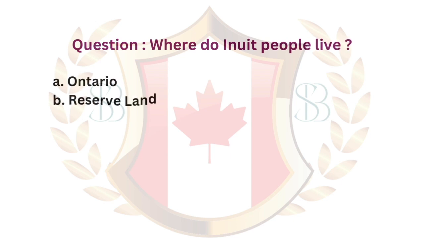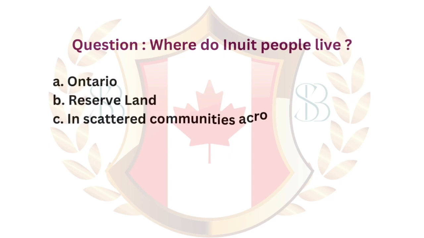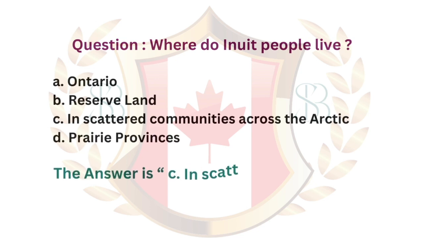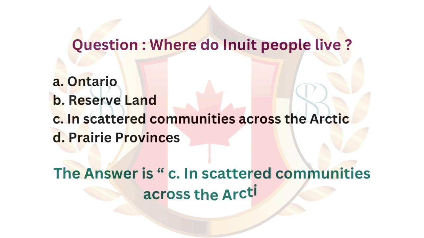Question. Where do Inuit people live? A. Ontario. B. Reserve land. C. In scattered communities across the Arctic. D. Prairie provinces. The answer is C. In scattered communities across the Arctic.